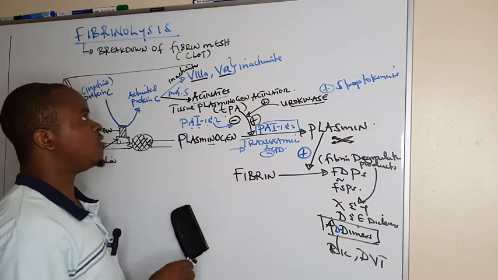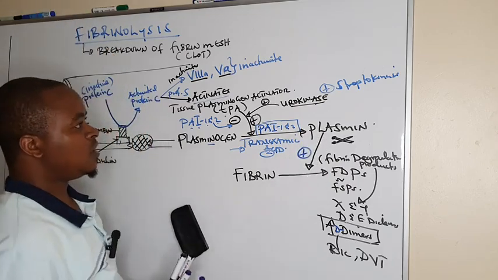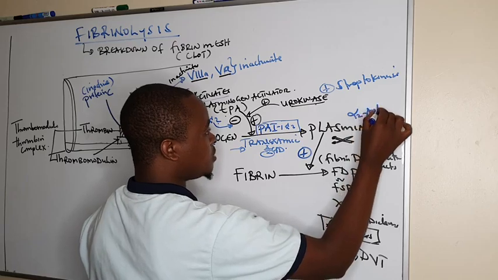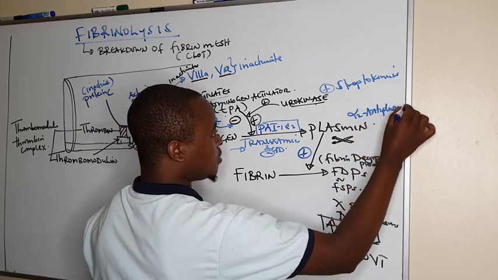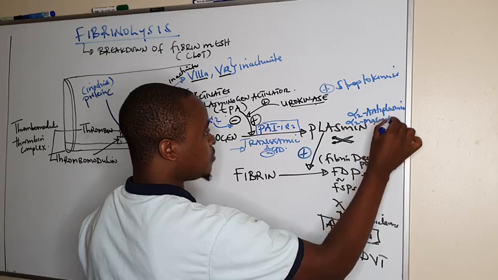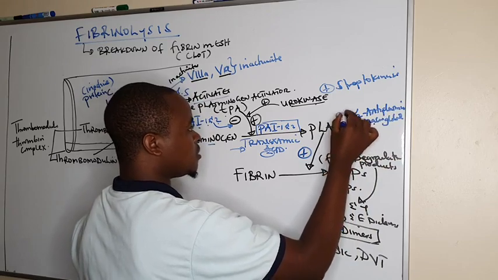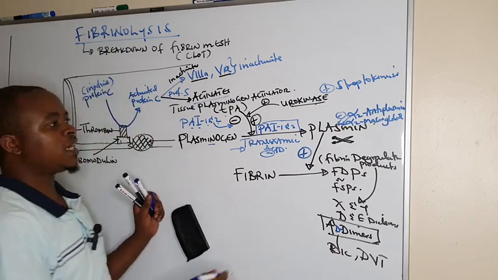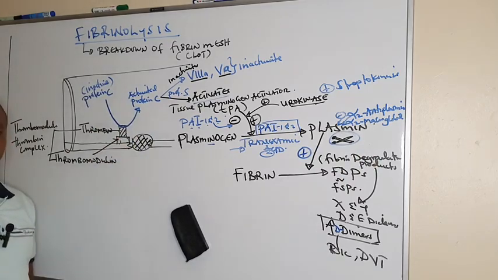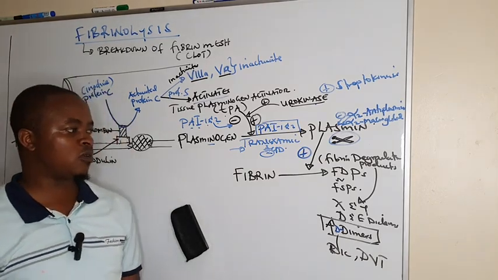Then we also have different compounds which inhibit plasmin. For example, the plasmin inhibitors, we have alpha-2 antiplasmin and alpha-2 macroglobulin. These two act by inhibiting plasmin. So when they come and inhibit plasmin, this plasmin is not able to come and start breaking down the fibrin clot. So those are alpha-2 antiplasmin and alpha-2 macroglobulin.